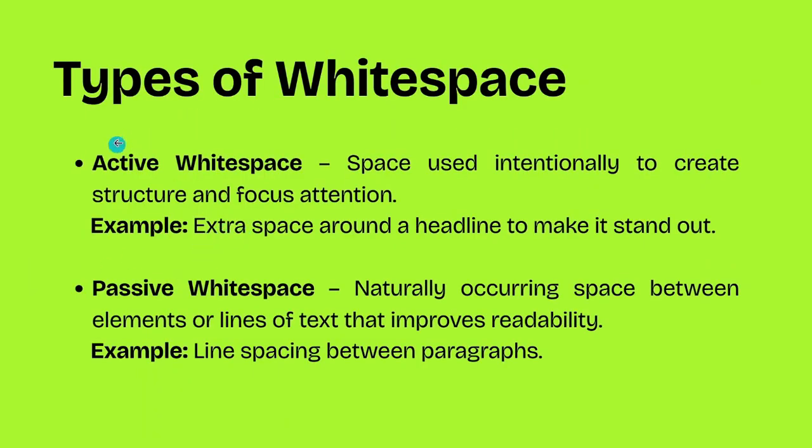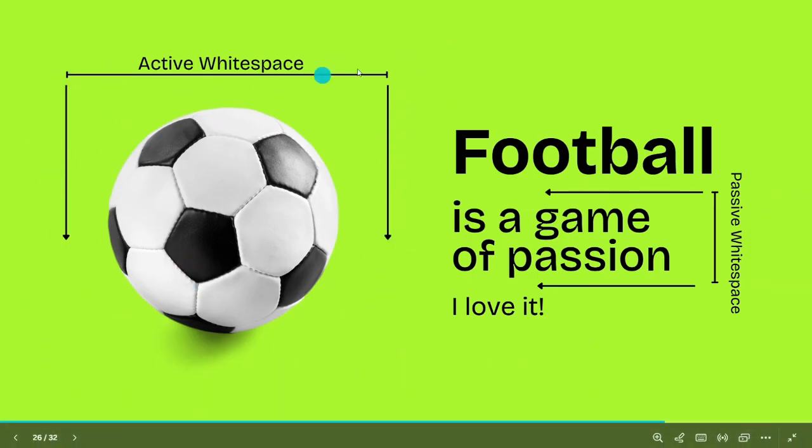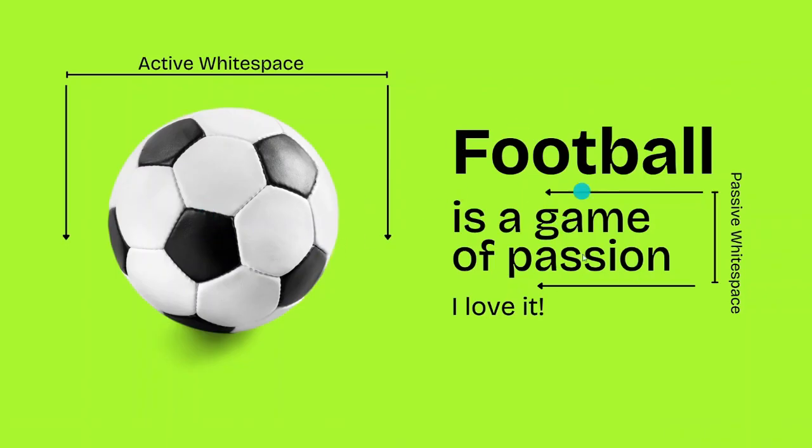Now in terms of active white space, it's more like the space between elements, right? And the spaces are always bigger. That's why it's called active space. They are more intentional, and those spaces are used to create structure and focus attention. So let me give an example now, like this ball, for instance. This is a white space. This is a white space. This space is separating this ball from this here, just so that you can focus more on the ball.